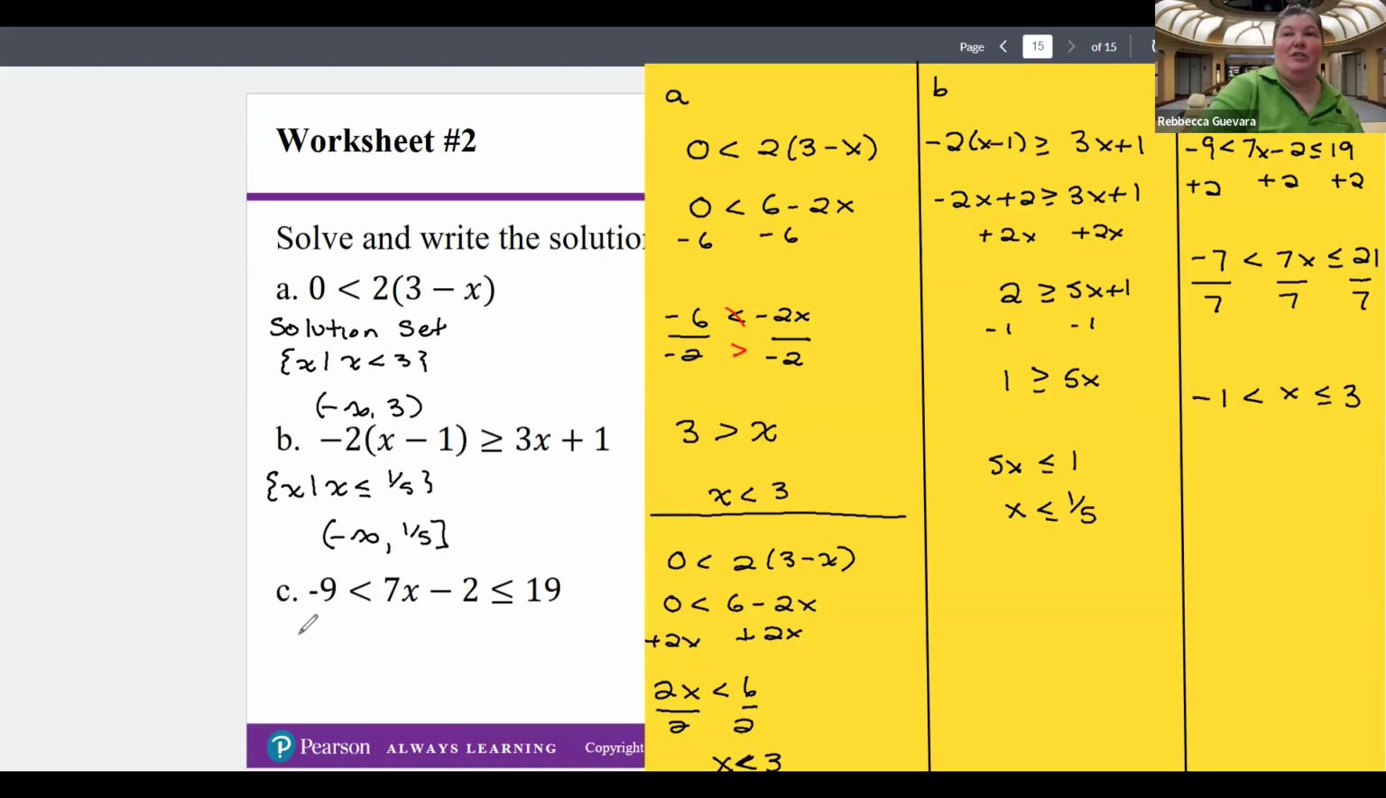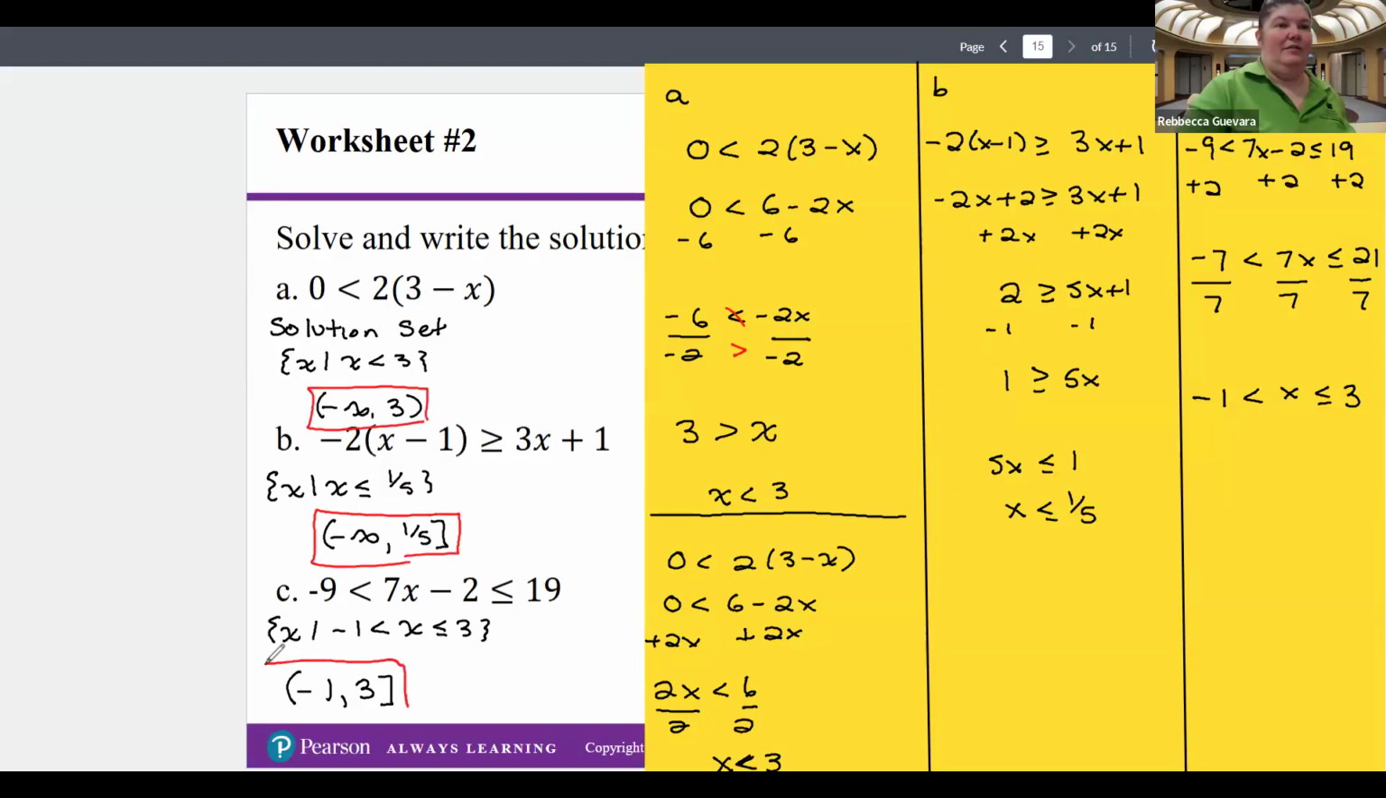So my solution set here is I have x values such that x is greater than 1, but less than or equal to 3. Or we would have parentheses, 1, comma, 3, bracket. Okay. Like I said, this is a little bit of practice on just solving linear inequalities, because the rest of the section is you're going to be solving polynomial and rational inequalities.